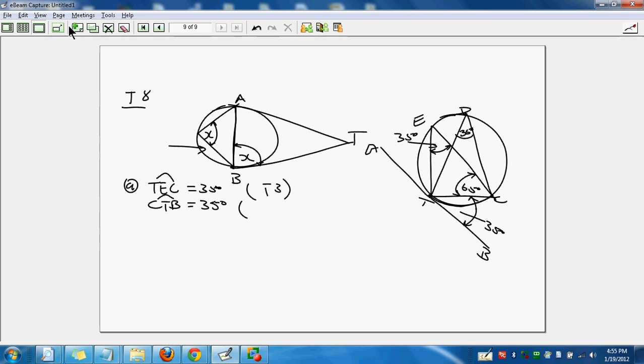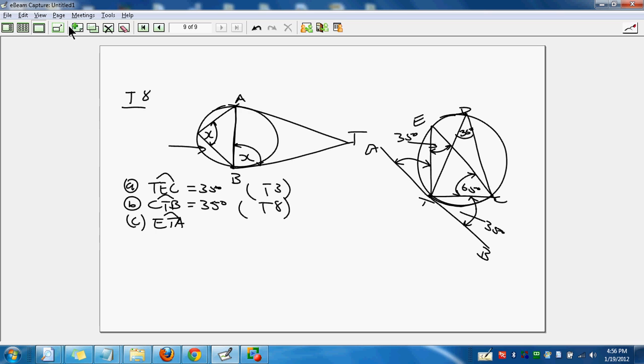And the last one, part C, they want us to find angle ETA. So let's look at ETA. Where's ETA? ETA would be this angle here. This angle is also outside, but between the tangent and the chord ET. It's an angle between the tangent BTA and ET.